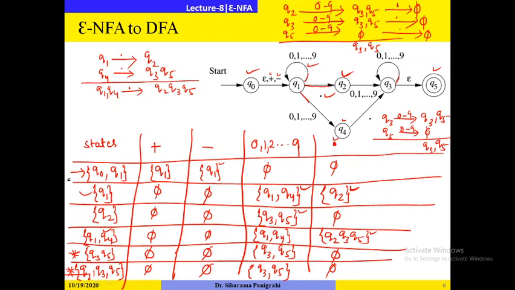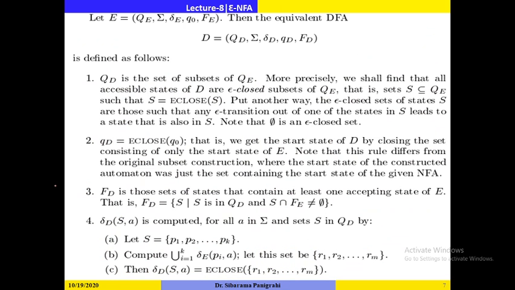So in the epsilon closure, if you have a state, a subset of states, then you have to include the set of states as the subset. So I hope all of you have understood this. Next, let me go through the algorithm.